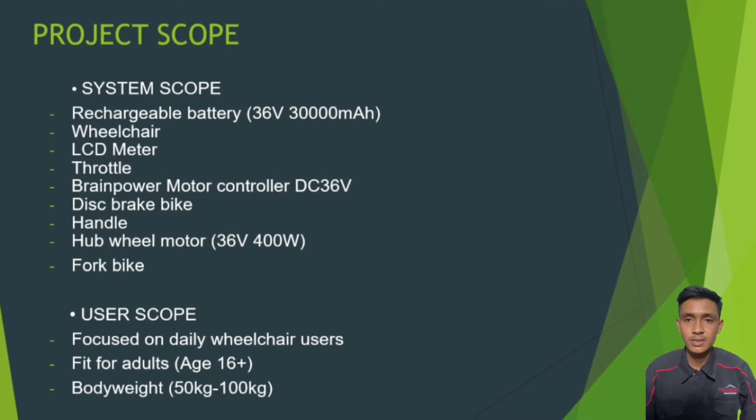Project scope. System scope: rechargeable battery, wheelchair, LCD meter, throttle, brain power motor controller, disc brake bike, handle, hub wheel motor, and fork bike. User scope: focus on daily wheelchair users, fit for others, age 60 plus, body weight.